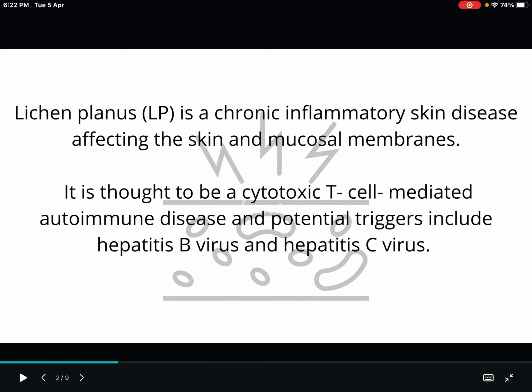So let's see what is Lichen Planus. Lichen Planus is a chronic inflammatory skin disease that is affecting the skin and the mucous membranes. It is thought to be a cytotoxic T cell mediated autoimmune disease. And what are the potential trigger factors? Hepatitis B virus, hepatitis C virus, etc. So what is Lichen Planus? It is a chronic inflammatory skin disease that is affecting the skin and the mucous membrane.